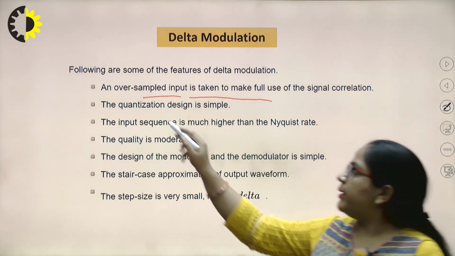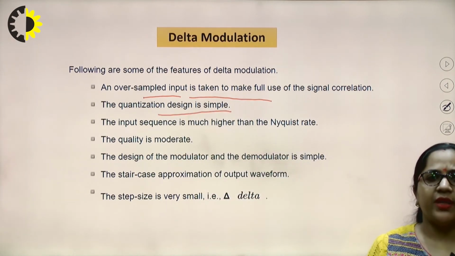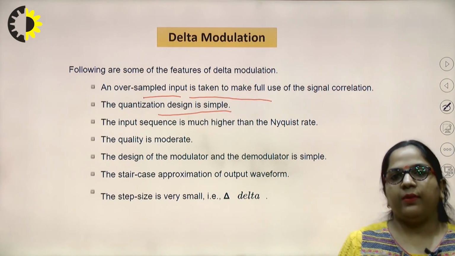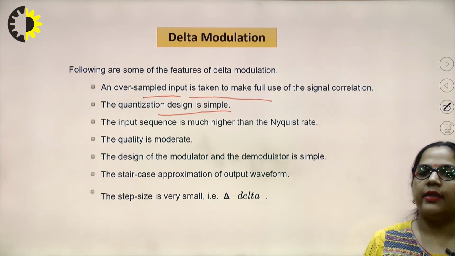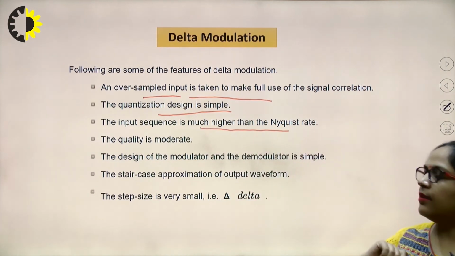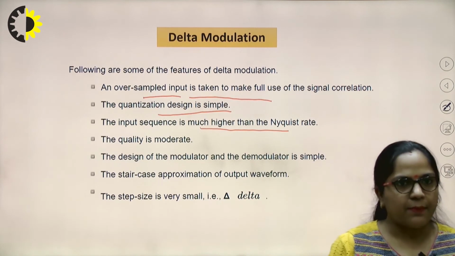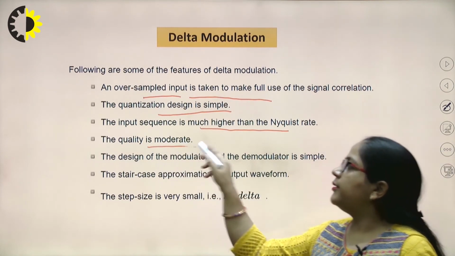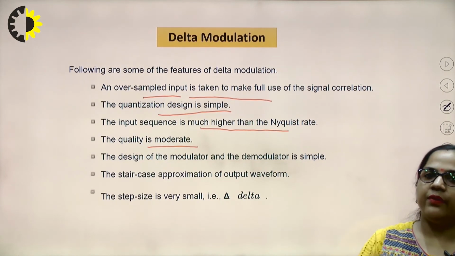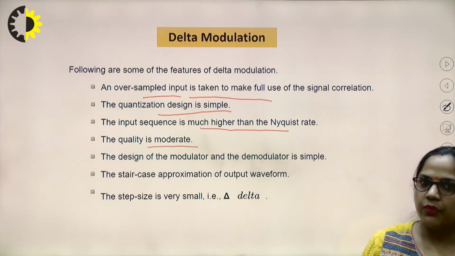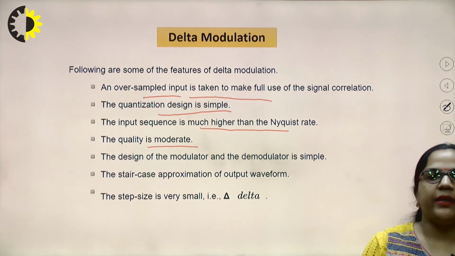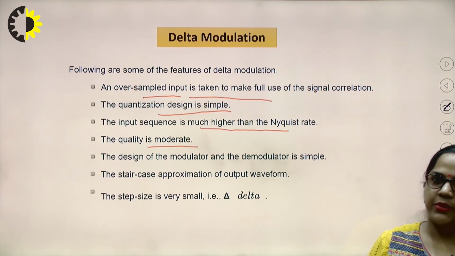Then the quantization design is simple in case of delta modulation, because here we don't require an encoder. If the difference is positive, it will be transmitted with binary 1. If the difference is negative, it will be transmitted with the help of binary 0. The input sequence is much higher than the Nyquist rate, which is again the case of oversampling. The quality is moderate. Obviously, if we are transmitting only one bit, then when we convert that digital data into analog information, the quality will be slightly lesser than DPCM and PCM. The highest quality we will get in the case of pulse code modulation.